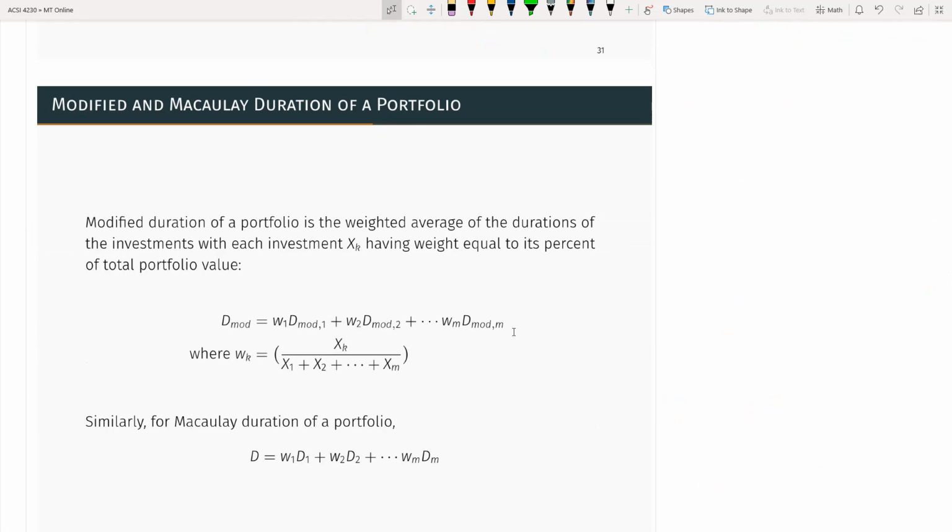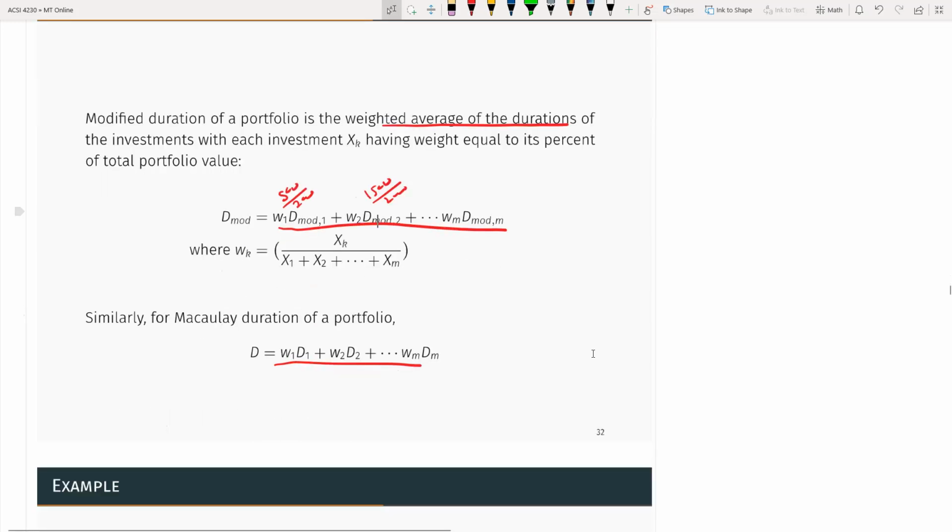So what happens if you have more than one bond in your portfolio, or more than one asset? Here you can see how to calculate the modified duration of a portfolio. Basically you take the weight for each component and multiply by its modified duration. The same for the macro duration, so it's a weighted average. For example, if we invest $500 in portfolio 1 and the other one is 1500, then you divide this one by the total, which is 2000, and this one by 2000. Let's say you have only two components, so you take the weighted average.